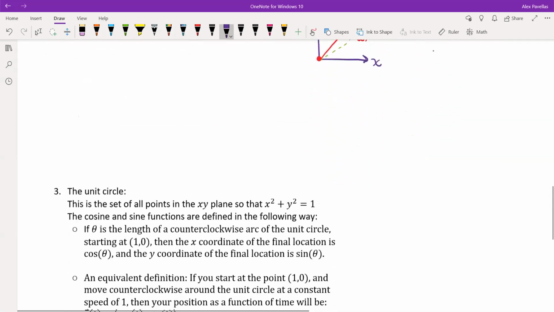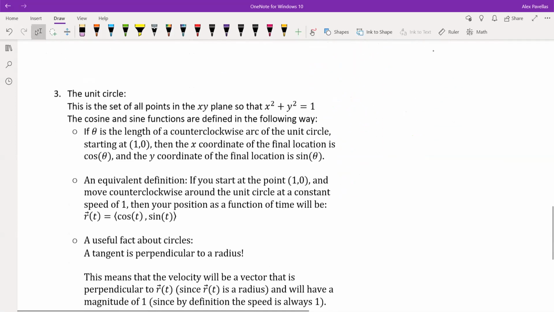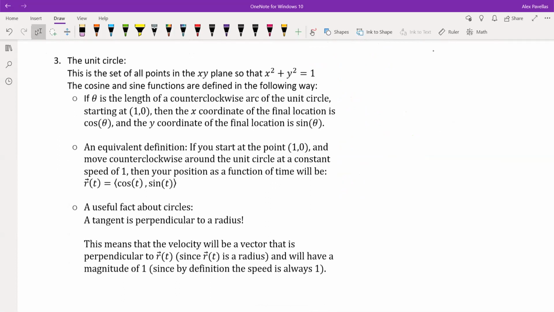Okay, so here's some unit circle stuff. Remember the unit circle is the set of all points in the xy plane so that x squared plus y squared equals 1. So let me draw the unit circle. I'll draw my coordinate system here. There's x, there's y. I'll draw a circle. Hopefully this is a decent enough circle. Close enough. And so the equation of this curve is just x squared plus y squared equals 1.